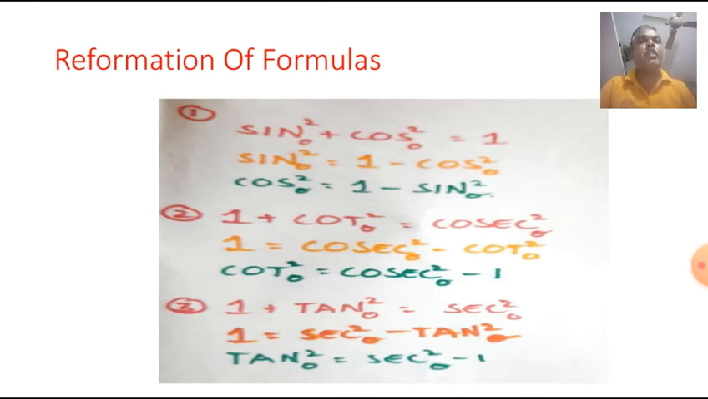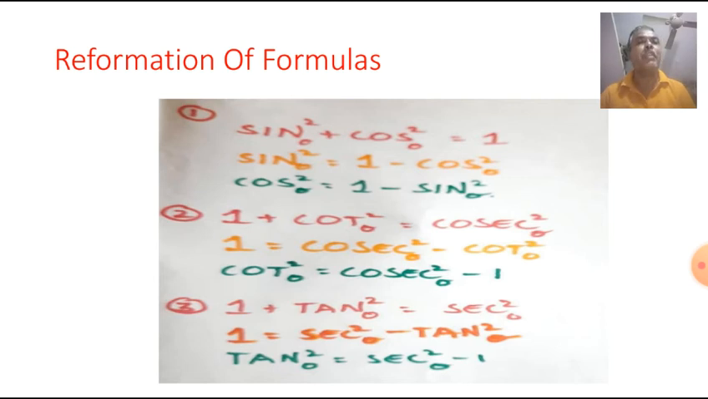See, sin square theta plus cos square theta is 1. What is sin square theta from this? From this, sin square theta is equal to 1 minus cos square theta. Just I transferred cos square theta to the other side of the equals. If I do so, the plus cos square theta becomes minus cos square theta, that is sin square theta is equal to 1 minus cos square theta. Similarly, cos square theta is equal to 1 minus sin square theta.